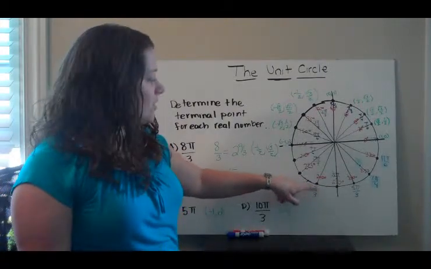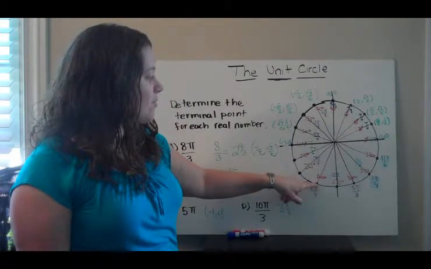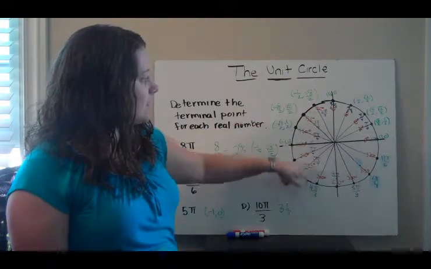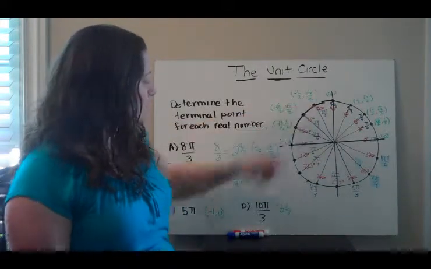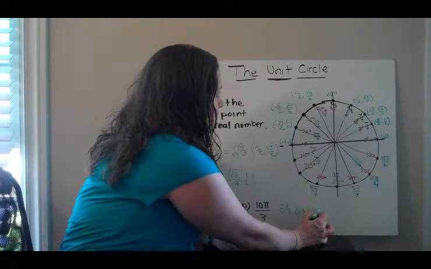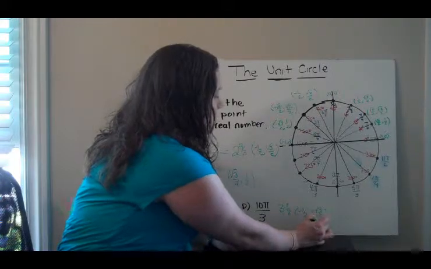Okay? So if I'm looking at this point right here and I want to know the terminal point, remember I can look up to this one and it's going to be the same as that one except both negative. So it's going to be negative 1/2, negative root 3 over 2.